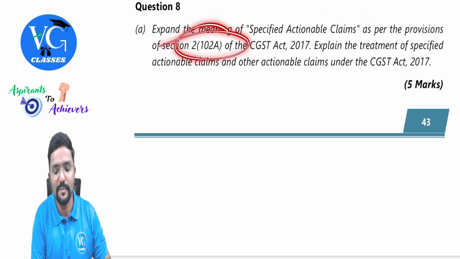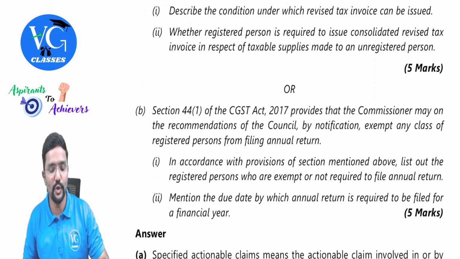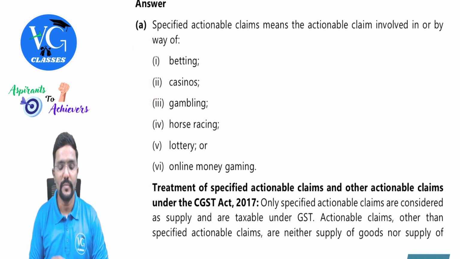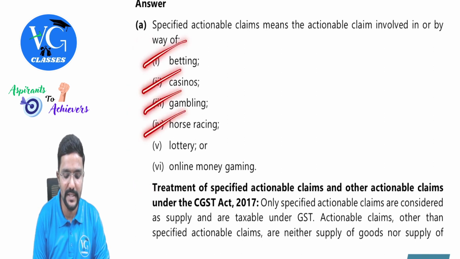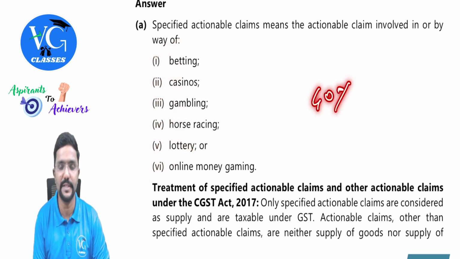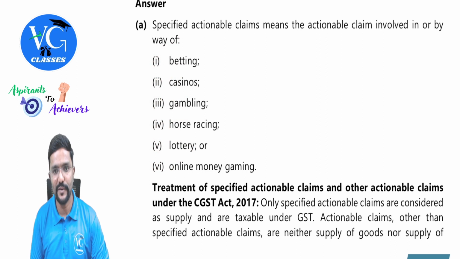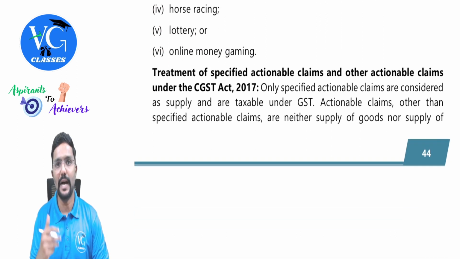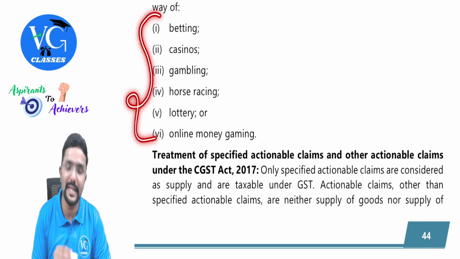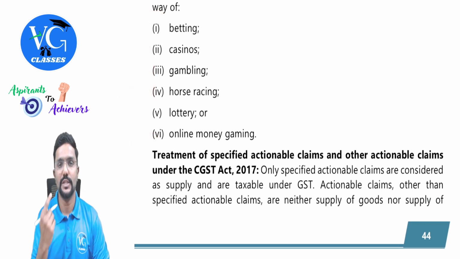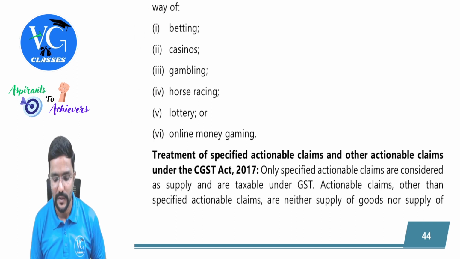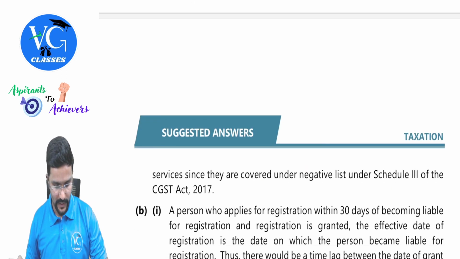And what is specified actionable claim is covered in section 2, 102A. What are those? All the betting related things: betting, casino, gambling, horse racing, lottery, and online money gaming. And on this, the GST rate is 40%. Yes, it is liable for GST. Whereas any other actionable claim other than this is not taxable, because it is neither the supply of goods nor the supply of services, guys.